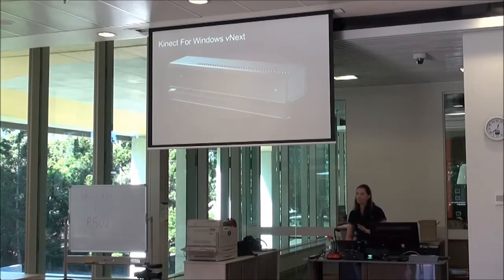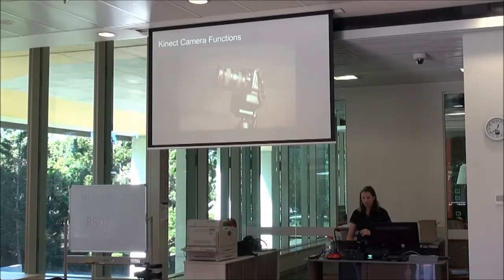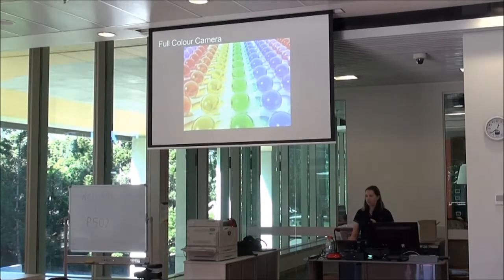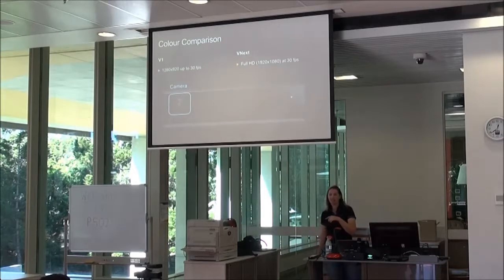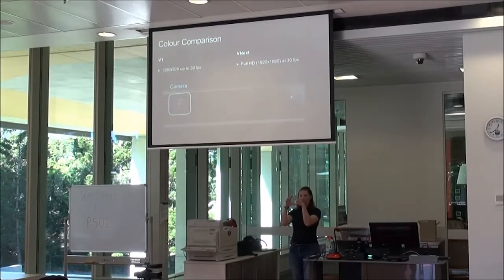So the main features of the Kinect that they've moved over to start with are all the different camera functions and streams that come through. So the first one is it has a full color camera. You can't see the space in the way, but you'll see the camera there.